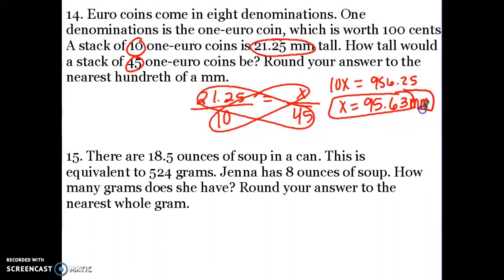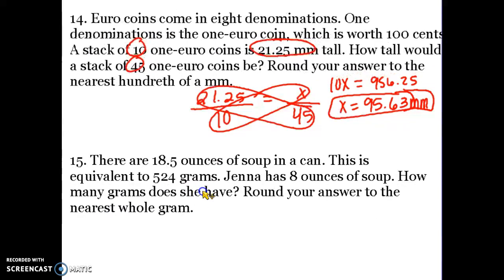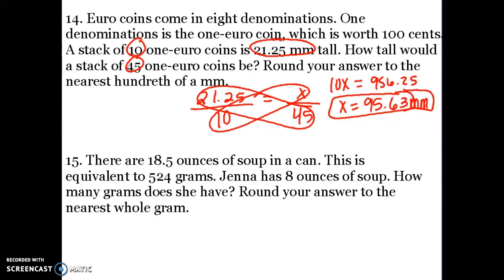There are 18.5 ounces of soup in a can. This is equivalent to 524 grams. Jenna has 8 ounces of soup. How many grams does she have? So we're looking for grams. We know that 18.5 ounces is equivalent to 524 grams. So 18.5 over 524. 8 ounces is how many grams? So I have ounces on top on both sides, grams on bottom on both sides.